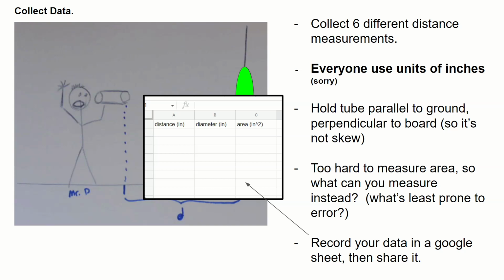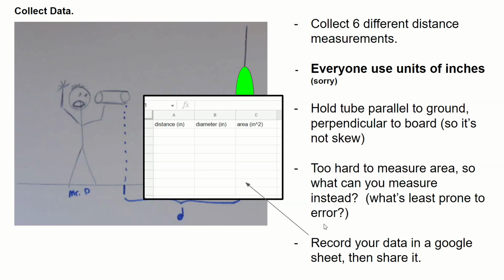You should hold your paper tube parallel to the ground and perpendicular to the board so that you can actually see a circular area rather than a skewed circle like an ellipse. You're not going to be able to actually measure the area in square inches. So think about what you could measure instead that would be least prone to error. And then finally, you want to record your data in a Google Sheet so that we can share it.